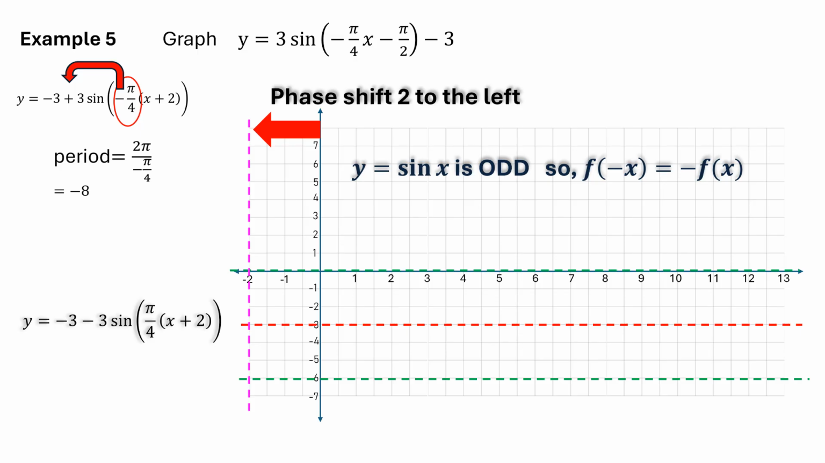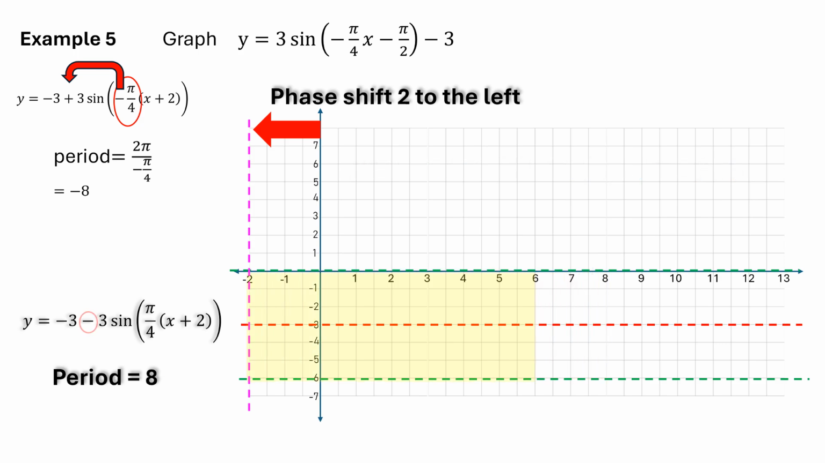So now the period is 8. It's just 8 because that number in front of x plus 2 is pi/4, and 2 pi divided by pi/4 is 8. So that means that in 8 spaces on the x-axis, this function will complete its full cycle, one full cycle. Also, one last thing I have to deal with is that negative sign in front of the 3 sine pi/4 times x plus 2.